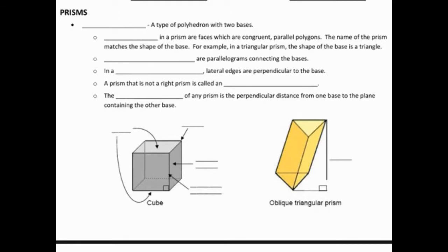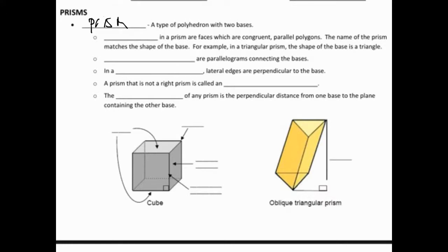Alright guys, the next thing we're going to do is get a little bit more specific on a type of polyhedron. We know there are multiple types of polyhedrons out there. Today we're going to talk about a specific polyhedron, which is known as a prism. By definition, a prism is a type of polyhedron with 2 bases. So if we have a shape that has 2 different bases, this is going to be known as a prism.